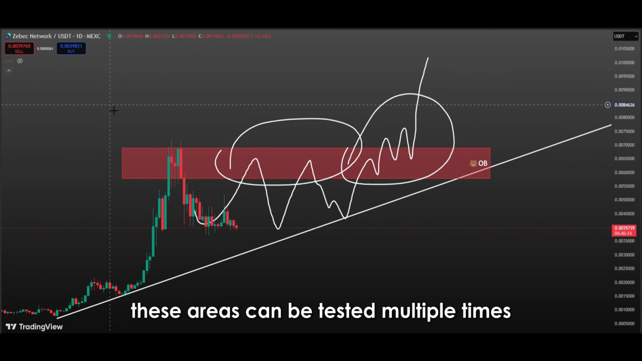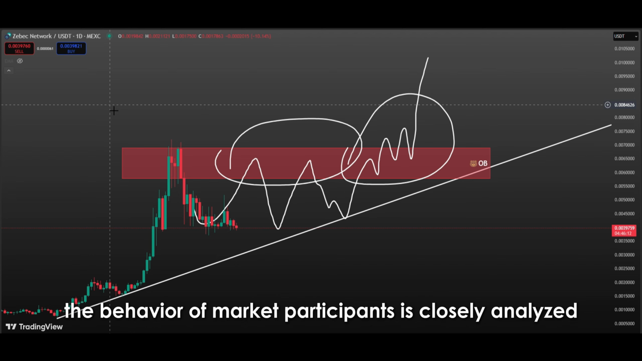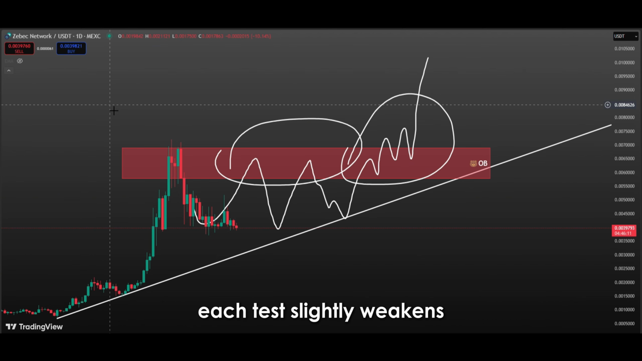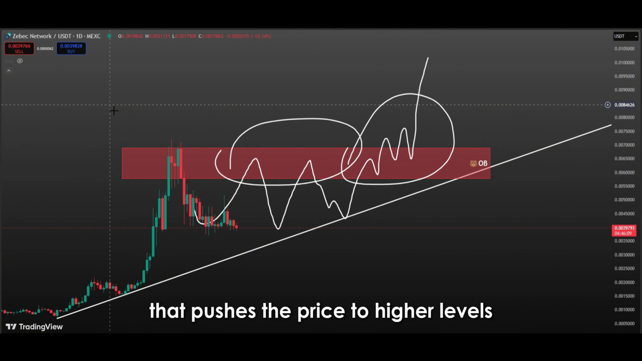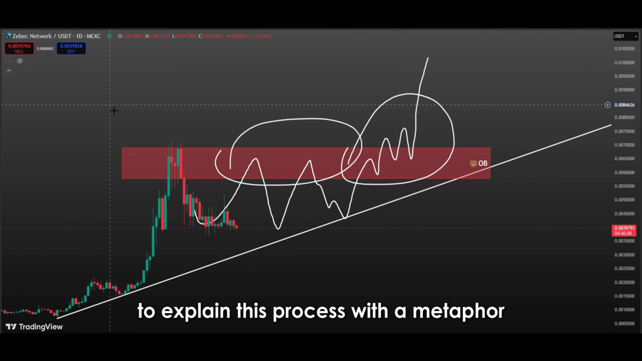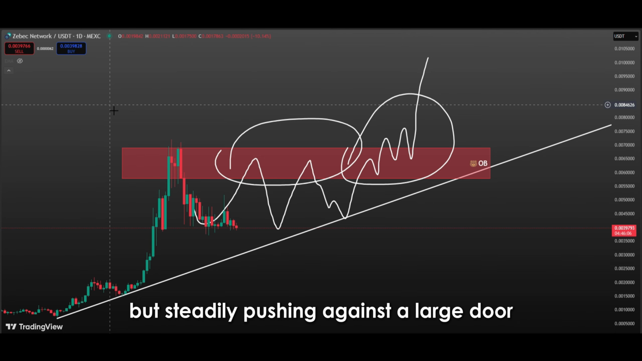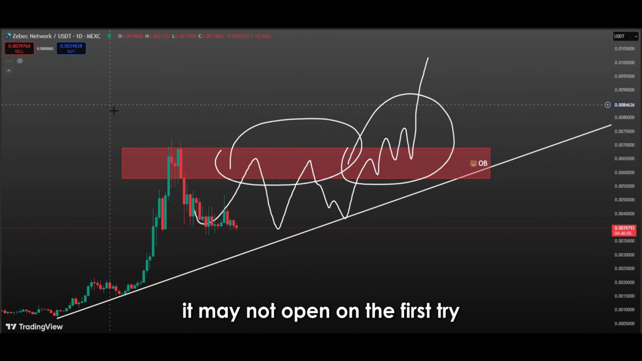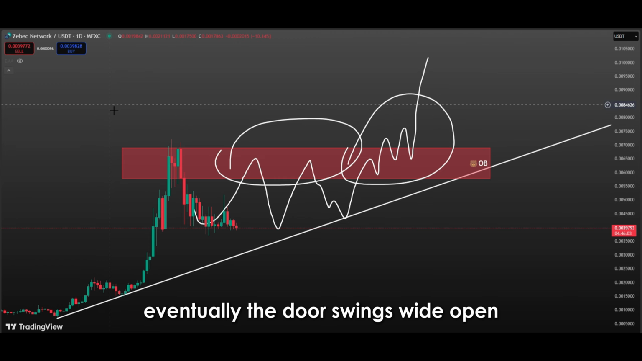These areas can be tested multiple times, and during those tests, the behavior of market participants is closely analyzed. Each test slightly weakens the seller's strength, eventually leading to a breakout that pushes the price to higher levels. To explain this process with a metaphor, it's like slowly but steadily pushing against a large door. It may not open on the first try, but each push loosens the lock a bit more. Eventually, the door swings wide open.